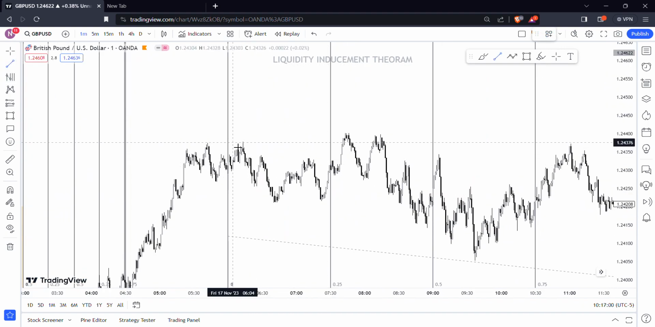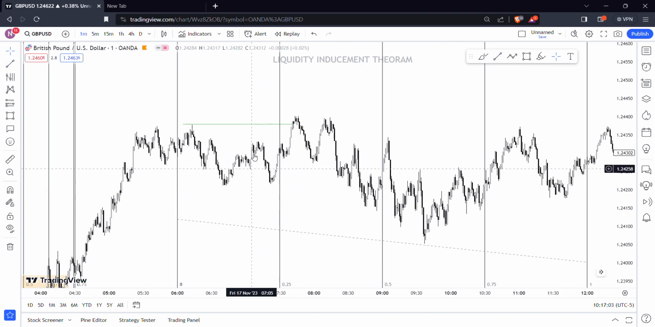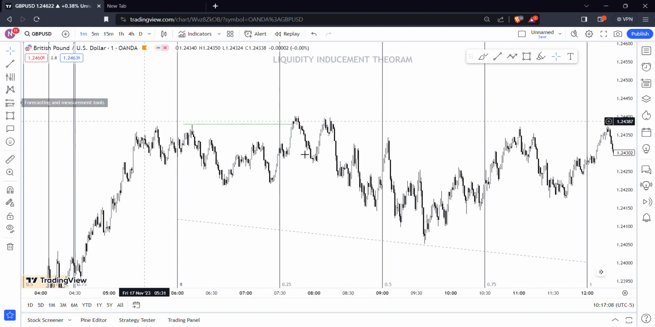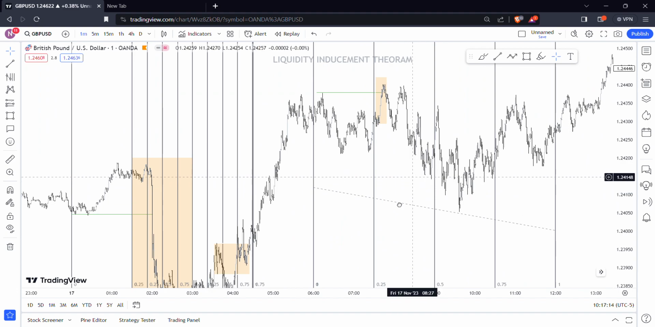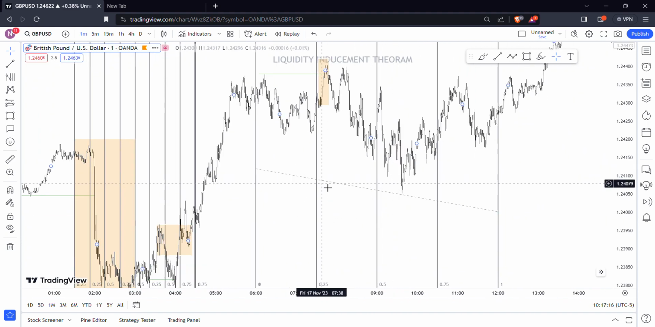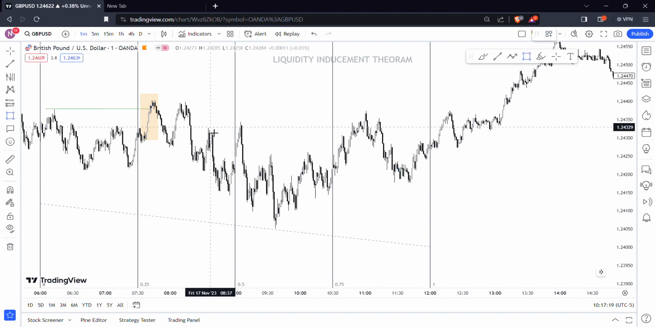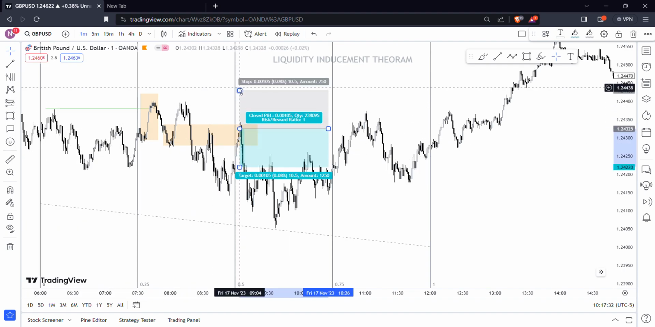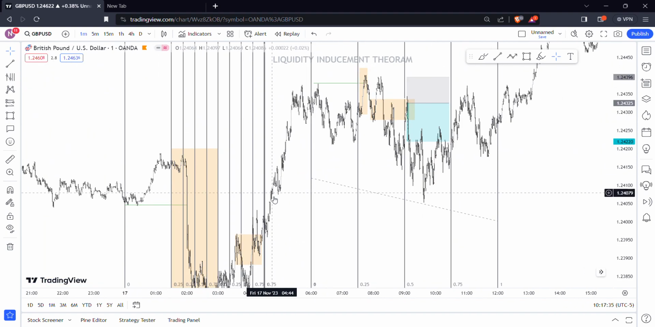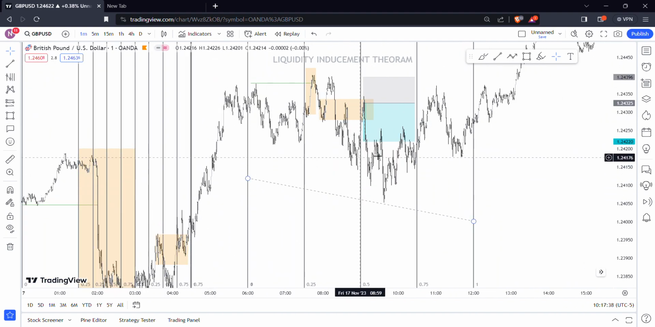The code is broken. See here, Q1, what I told you, is always for the accumulation, and Q2 is manipulation. This is the manipulation move, and the Q3, what I told you, is the continuation of the move. So you can be in the sells here, because this is the order flow. Simply follow the order flow and target the nearest liquidity. What is the nearest liquidity? This is the nearest liquidity.